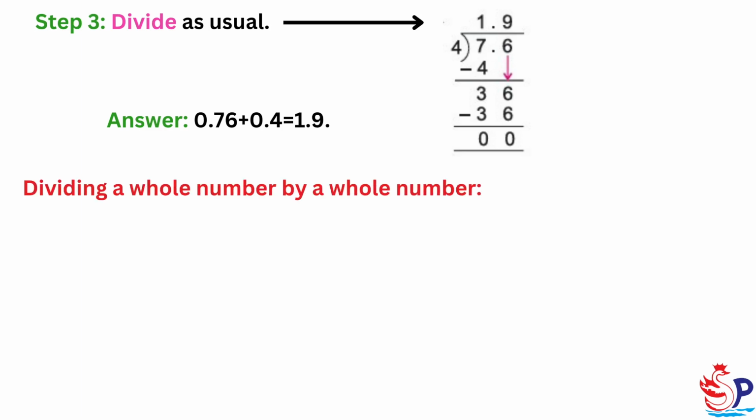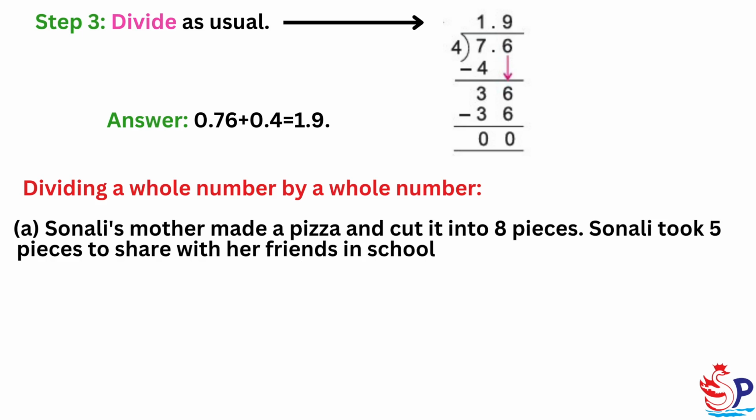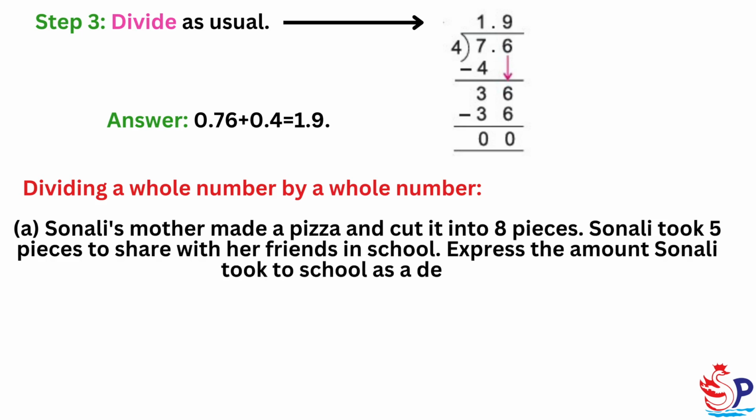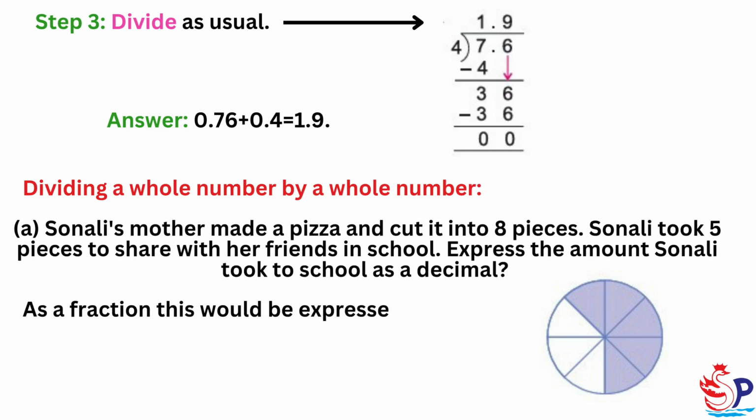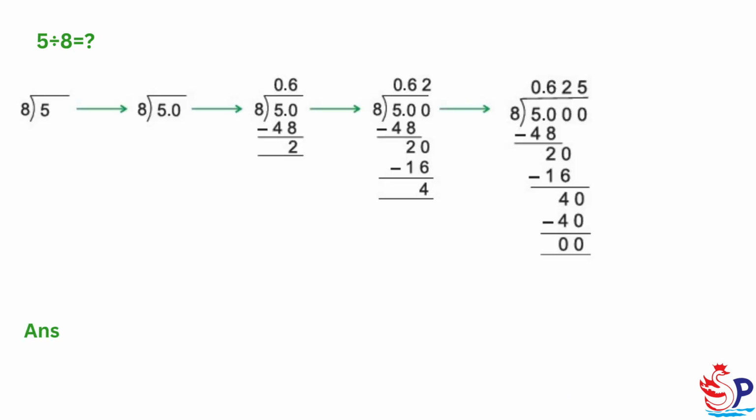Dividing a whole number by a whole number. A. Sonali's mother made a pizza and cut it into 8 pieces. Sonali took 5 pieces to share with her friends in school. Express the amount Sonali took to school as a decimal. As a fraction, this would be expressed as 5/8. To convert the fraction into a decimal, divide the numerator by the denominator. 5 divided by 8 equals? Answer. Sonali took 0.625 of the pizza to school.